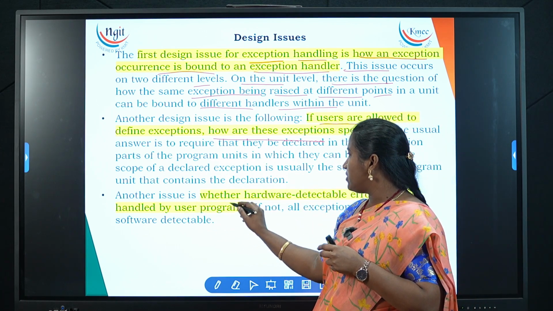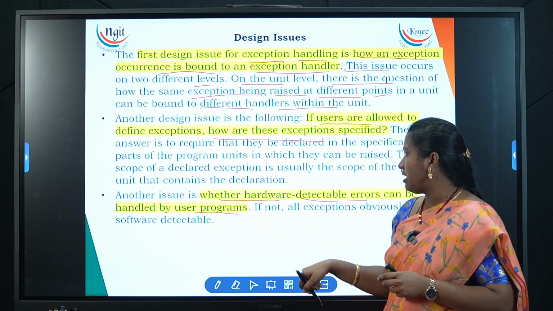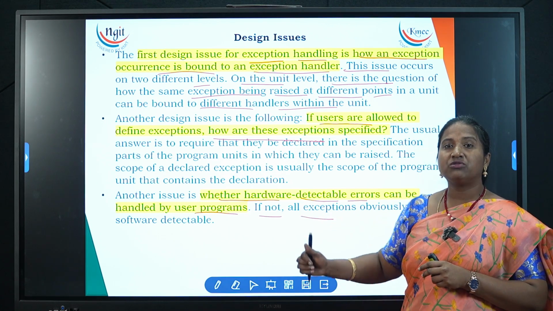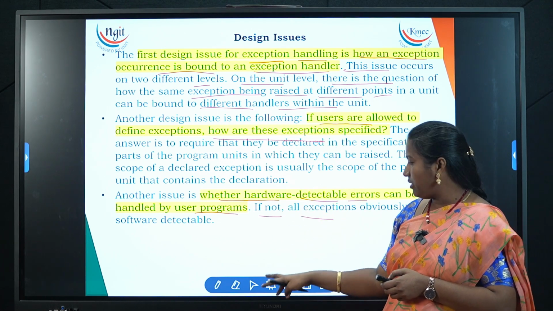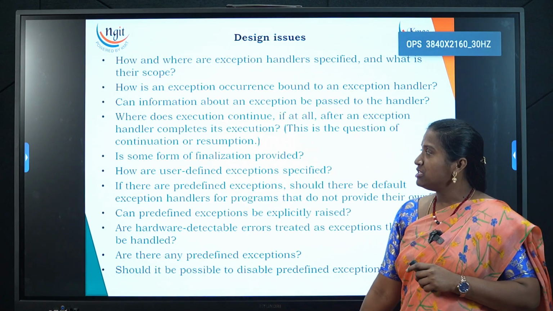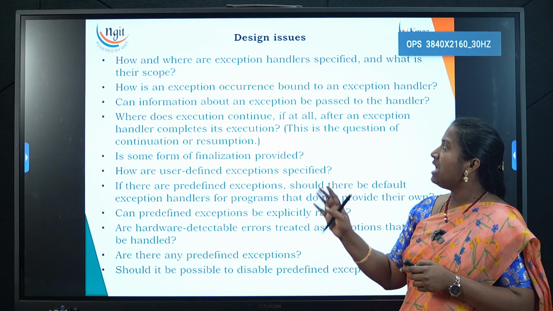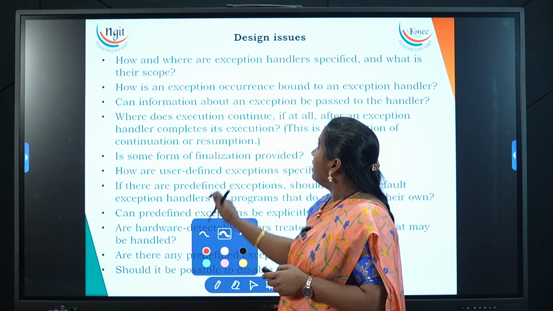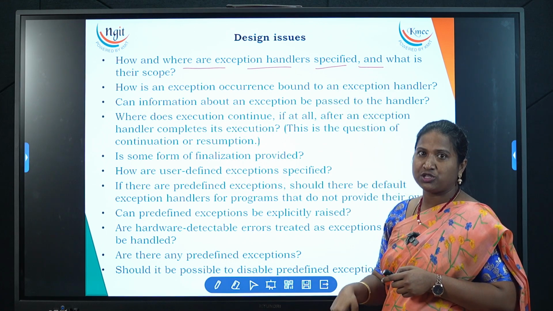Now, the third design issue is whether hardware detectable errors can be handled by user programs. If not, all exceptions are obviously software detectable. So this is also one of the design issues, and whatever design issues I specified will be carried out by all the languages said to have exception handlers. These are the design issues which vary from language to language. Let's have a look at what the design issues are. How and where are exception handlers specified and what is their scope?